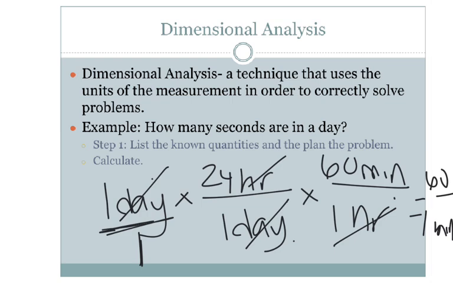I'm sorry I didn't write that here at the bottom. I don't have very much room. 86,400 seconds. So look, all I did was go through, and on the top and the bottom, I had the same units so that I could cancel things out. That is all you're doing in dimensional analysis. You're canceling units out until you get to the unit you want to get at.